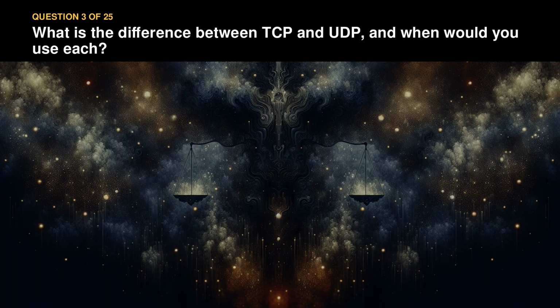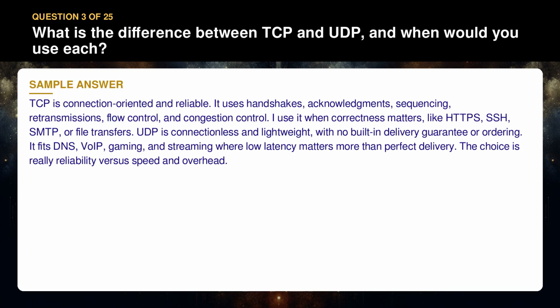Question 3. What is the difference between TCP and UDP, and when would you use each? TCP is connection-oriented and reliable. It uses handshakes, acknowledgements, sequencing, retransmissions, flow control, and congestion control. I use it when correctness matters, like HTTPS, SSH, SMTP, or file transfers.